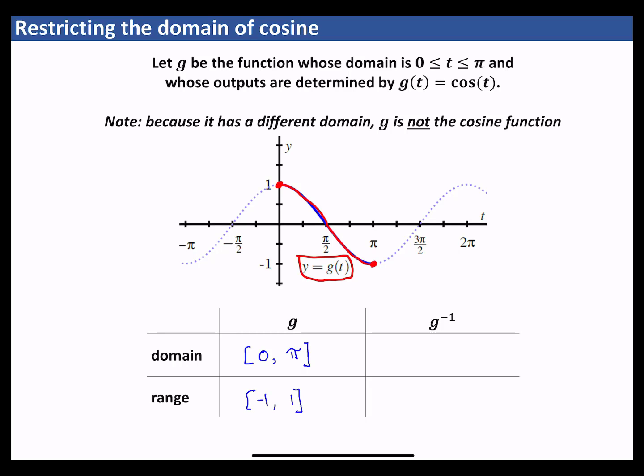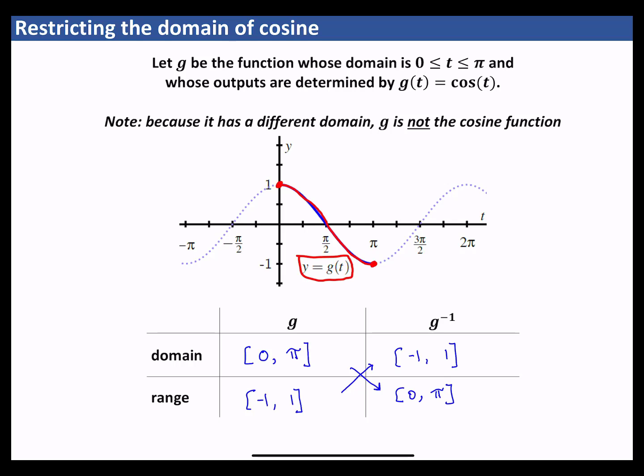In our previous study of inverse functions, we learned that their inputs and outputs are reversed. As a result, the domain of the inverse of the restricted cosine function is -1 to 1, and the range is 0 to pi. Both intervals are inclusive.